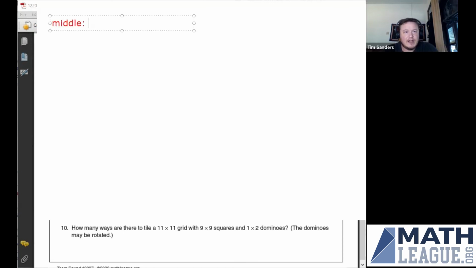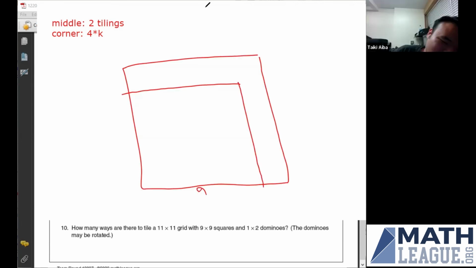So if I have this 9 by 9 in the middle, then I'm going to have two terms. But then if I have the 9 by 9 in the corner, then whatever I have from one of the corners, I'm going to multiply by 4, right? So I'm going to have 4 times something. Okay, so we've got to figure out the number of tilings for, what does that give us now? I feel like it might be 0.